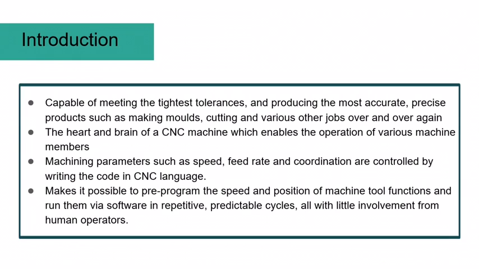The CNC system is the heart and brain of the CNC machines, which enables the operation of various machine members, such as lights, spindles, and others, as per the sequence programmed into it, depending on the machining operation. Machining parameters such as speed, feed rate, and coordination are controlled by writing the code in CNC language, which is commonly known as G-code. CNC machining makes it possible to pre-program the speed and position of machine tools function and run them via software in repetitive, predictable cycles, all with little involvement from human operators.